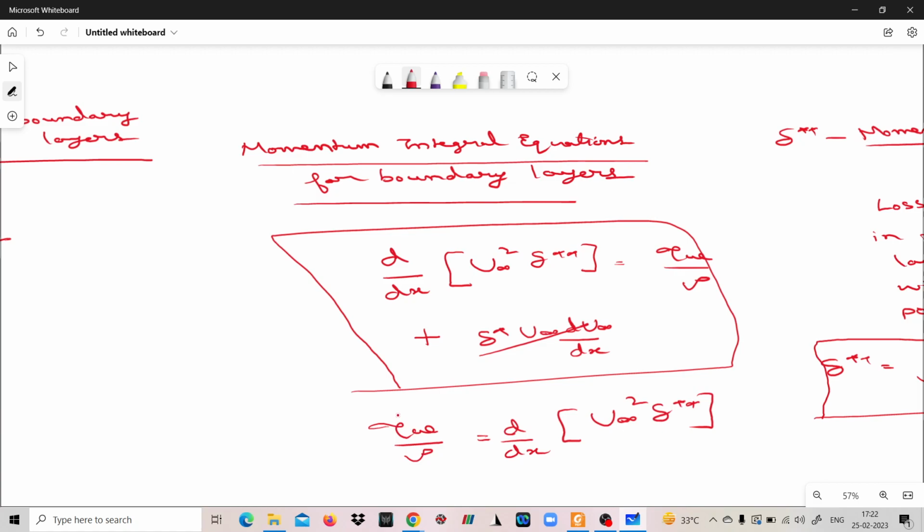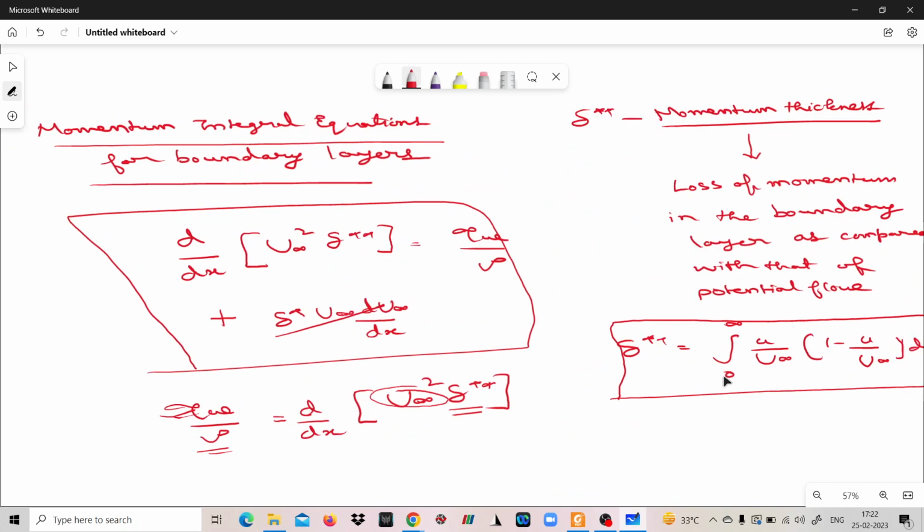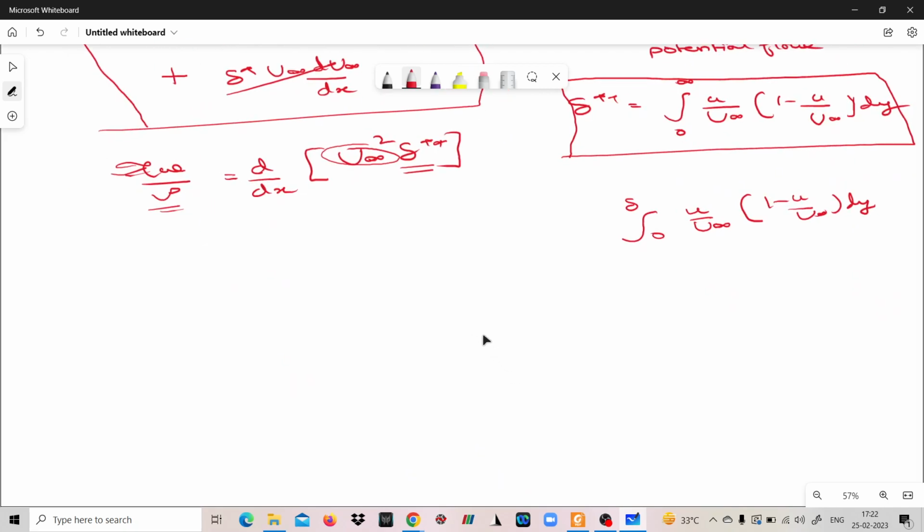So see, in this equation, tau w is something that you need to calculate. The value of the density is given to you. u infinity square is given to you, which is a constant, but you need delta star star, that is the momentum thickness. So how can you calculate momentum thickness? Momentum thickness is the integration from 0 to infinity, but practically it is the integration from 0 to delta, that is till the extent of the boundary layer, of u by u infinity, that is the distribution, times 1 minus u by u infinity dy. But we have our u by u infinity in terms of what? Eta.